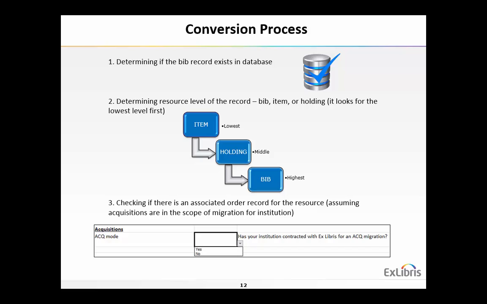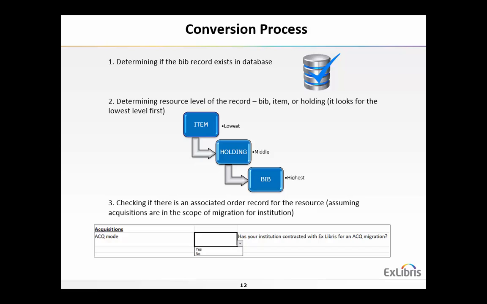The second step is for the system to determine the resource level of the record. This means that it will check whether the resource contains items or holdings and if not, it will default to the bibliographic record only. The system always checks for the lowest level, meaning first item, then holding, as can be seen in the hierarchy detailed in the middle of the slide. If there is an electronic item connected with this bibliographic record, the system will take the item. If there is no item, it will take any attached electronic holding. If no items or holdings exist, the system will select the bibliographic record and convert it to an electronic resource.